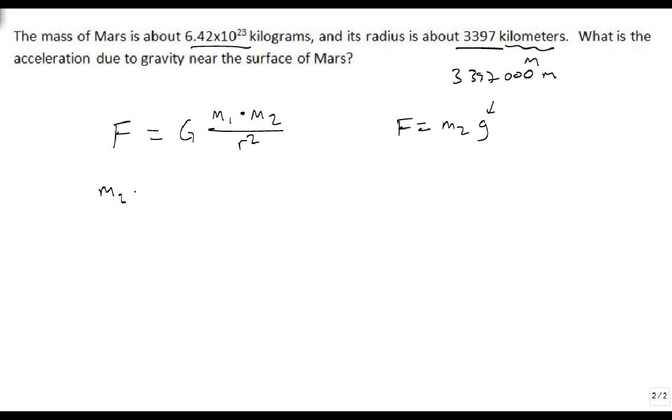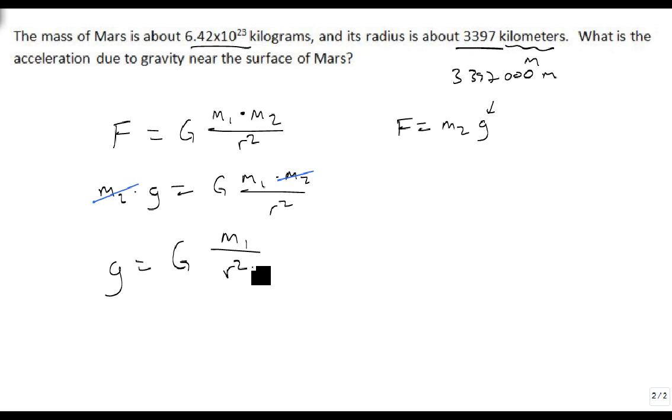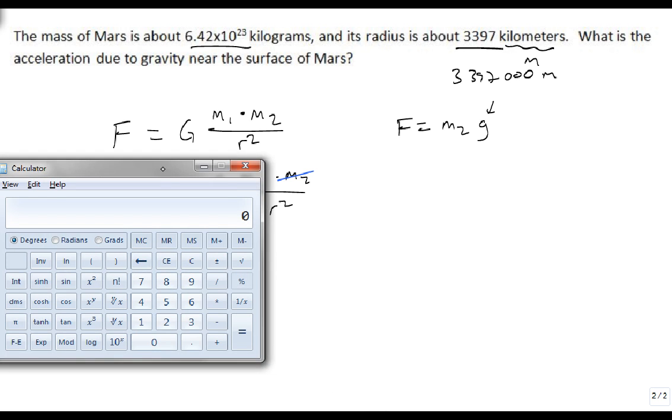So m2 times little g equals big G times m1 times m2 over r squared. Notice there's an m2 on each side, so I can divide it out. And the acceleration of gravity is equal to the gravitational constant times the mass of Mars divided by the radius squared. So let's type that into our calculator.